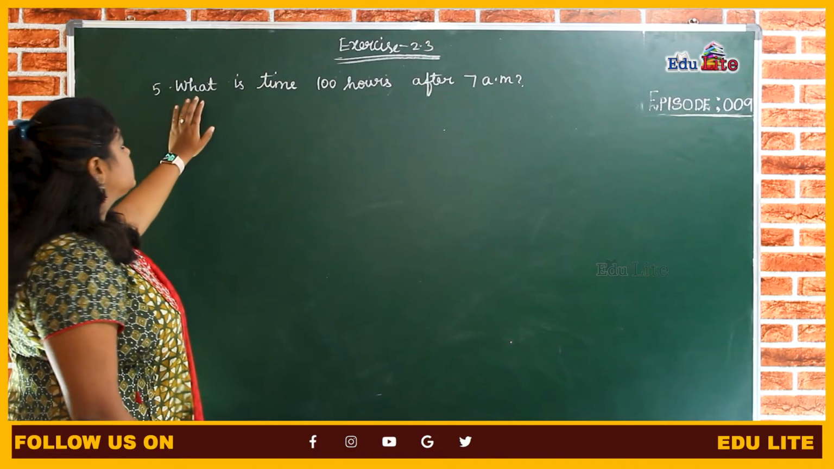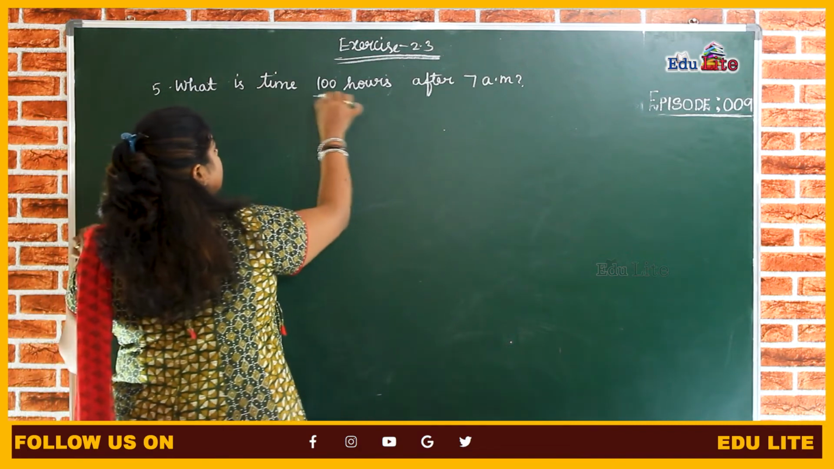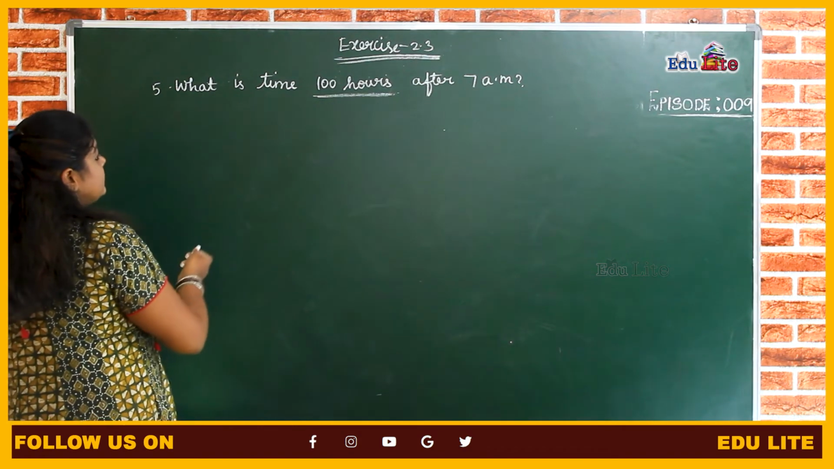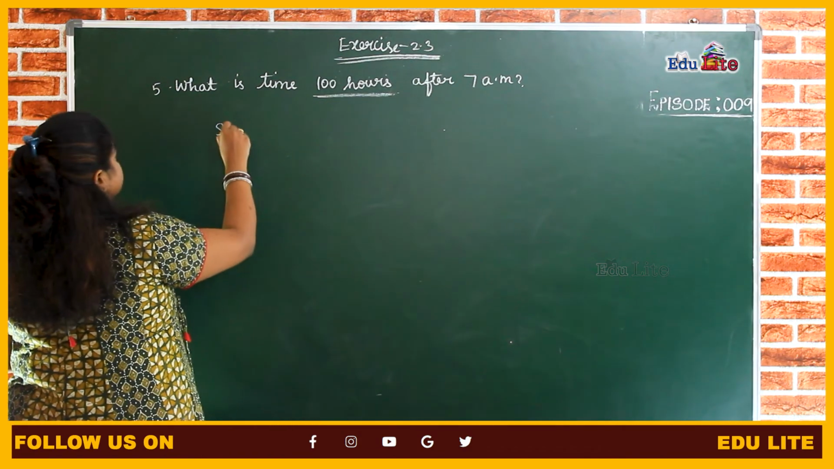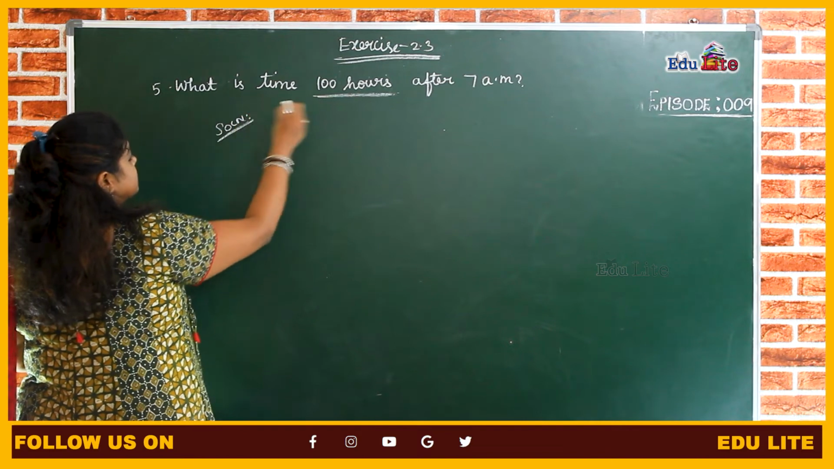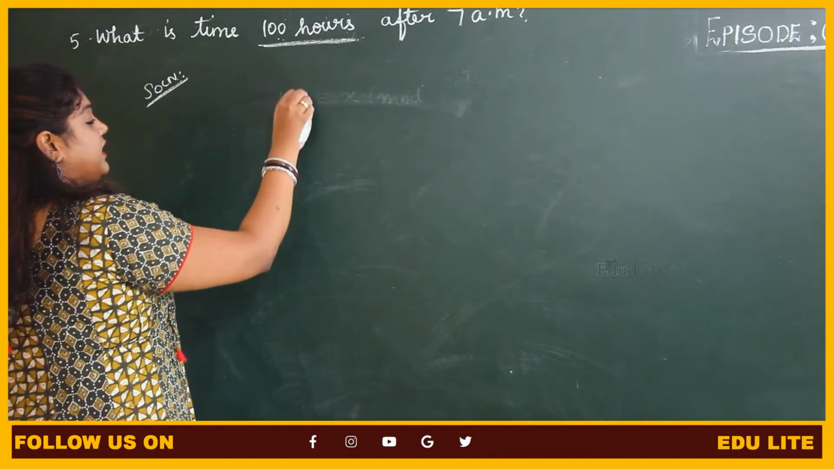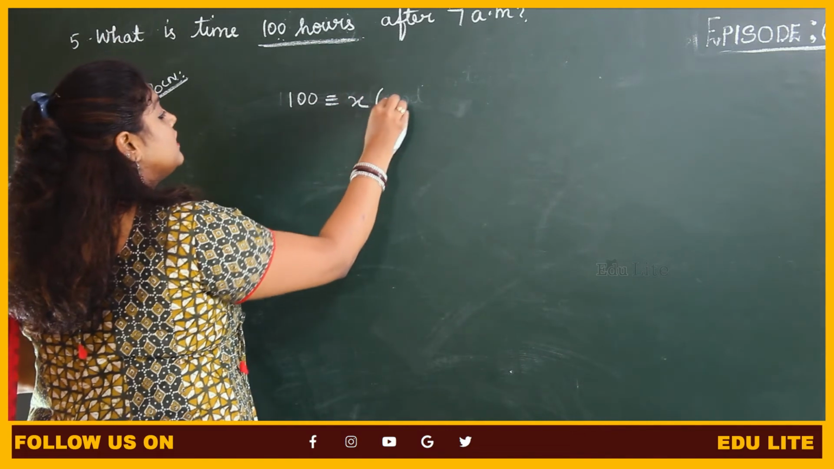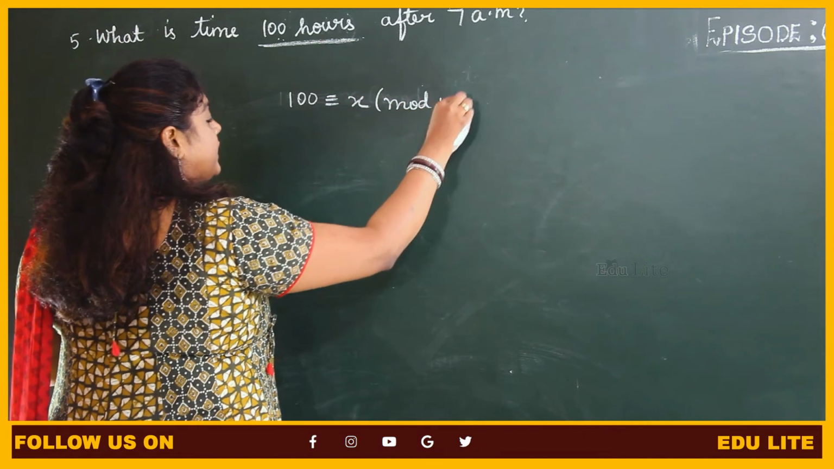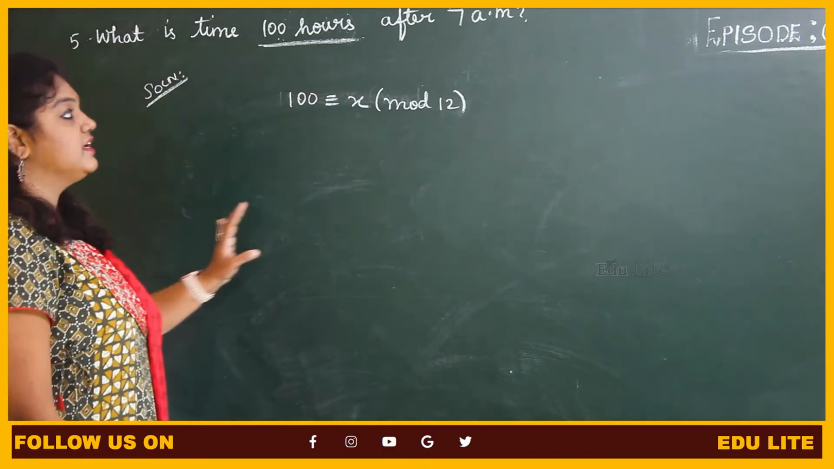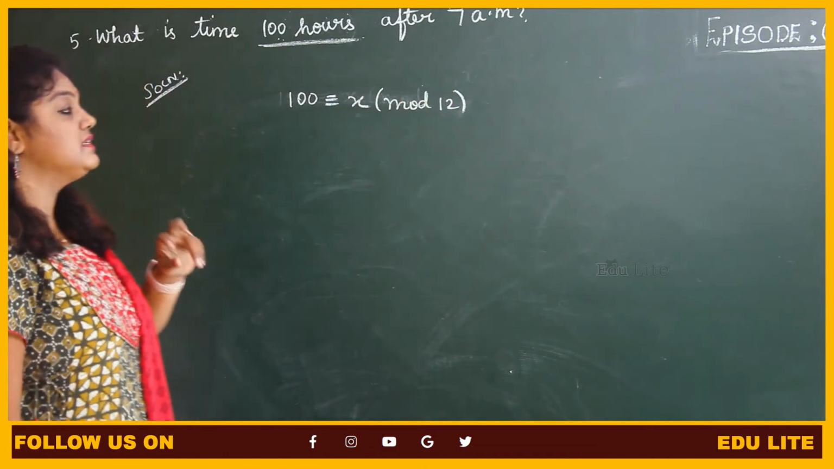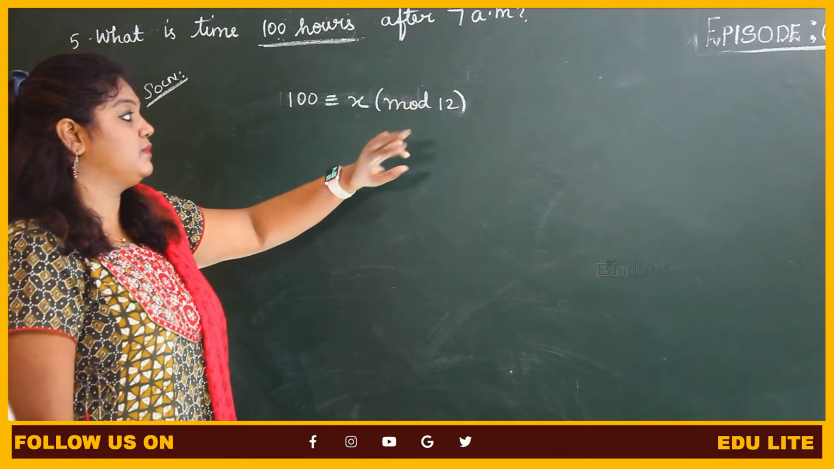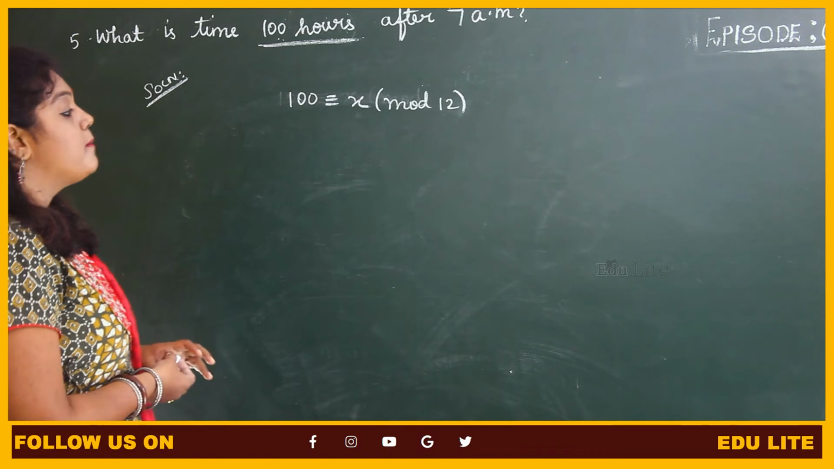The fifth problem is, what is the time 100 hours after 7 a.m.? Okay, so let us do it. First, we will solve 100 hours. 100 is congruent to, we don't know the value of x, let us find using modulus 12. Why am I choosing 12? Because 7 appears 2 times in 24 hours. Therefore, every 12 hours once 7 appears. So, we are using mod 12.